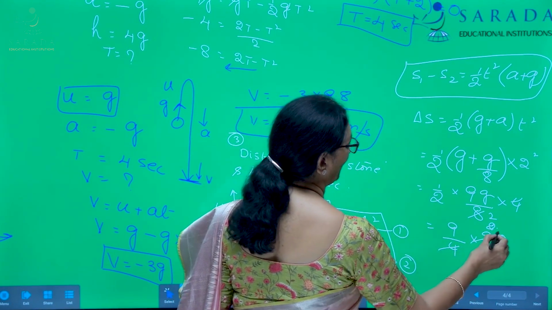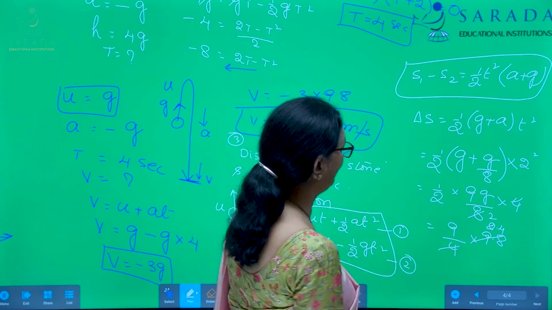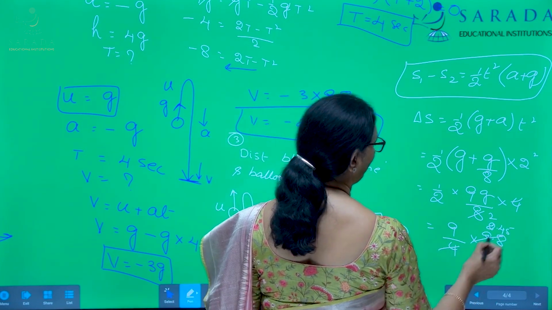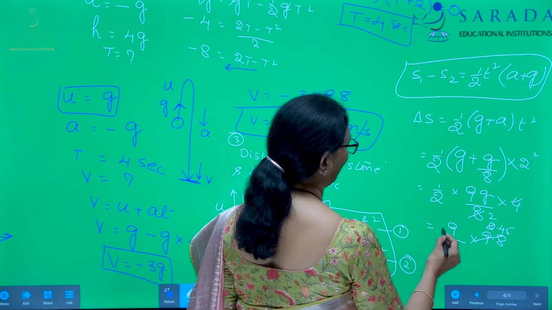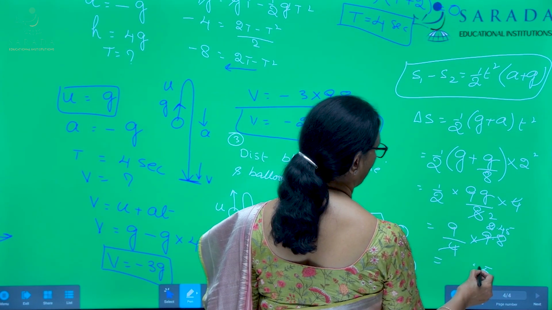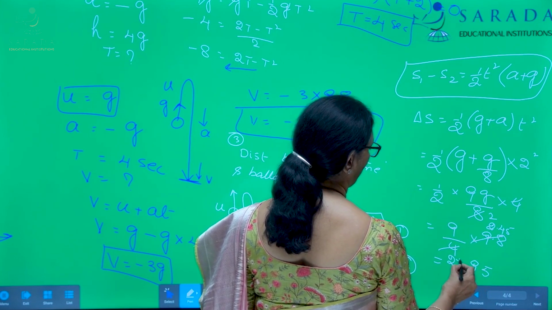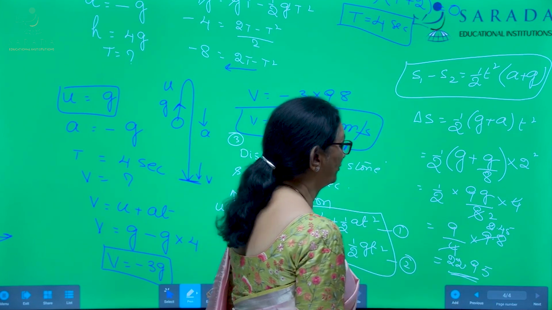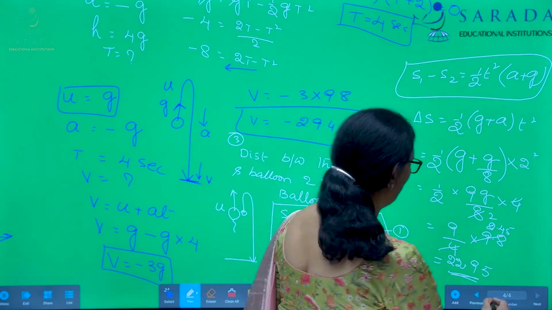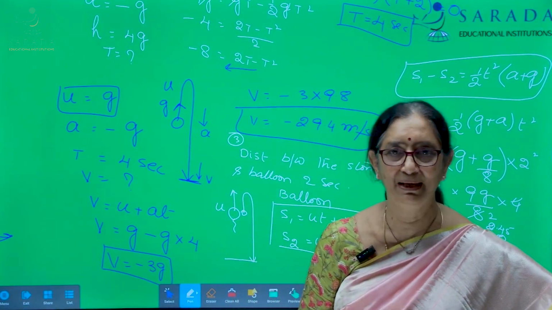How much is that? 2.45, isn't it? So, here 9.8 by 4 is 2.45, 2.45 into 9. It is around 22.95 meters. That is the distance between the stone and the balloon.